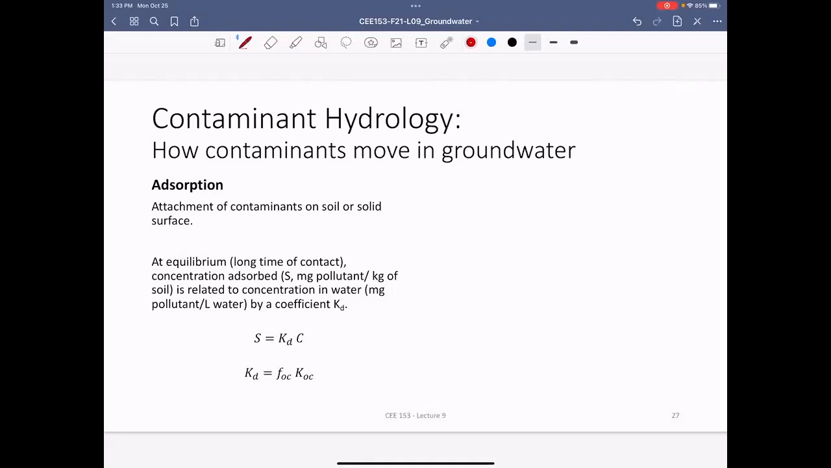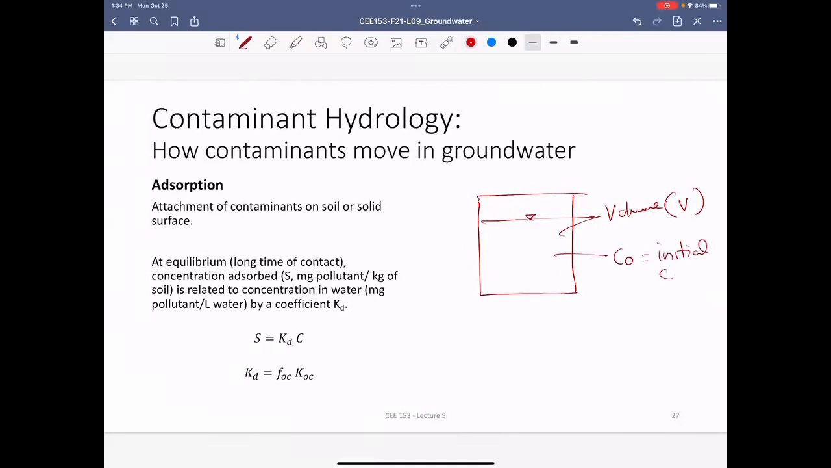So how do you determine that KD value? Most of the time, KD is determined experimentally. What people do is, if you want to measure the KD value, you basically take some amount of water. Let's say this is a certain volume of polluted water. That means a certain contaminant is there. So the initial concentration is C0.